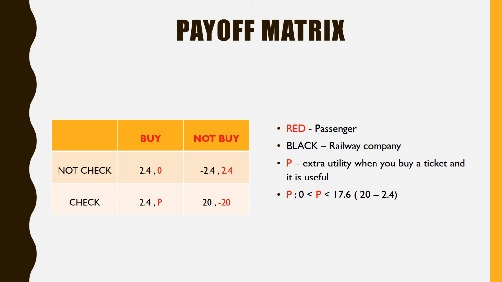In this situation, you weren't supposed to get a ticket, but you have it, so you avoided paying 20 quid. So we can see the actions: the passenger is red, and the railway network is black.